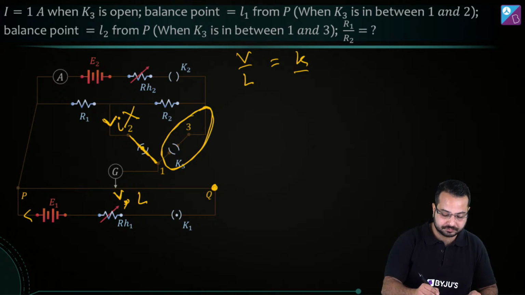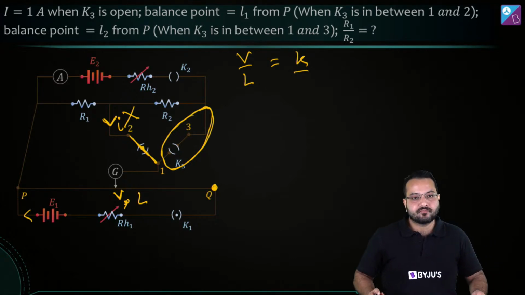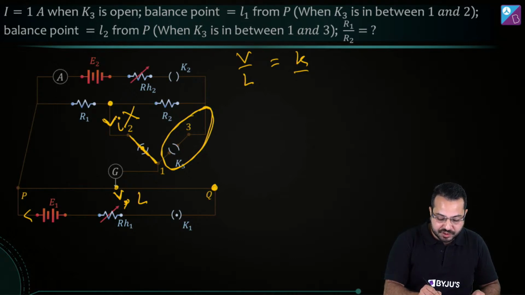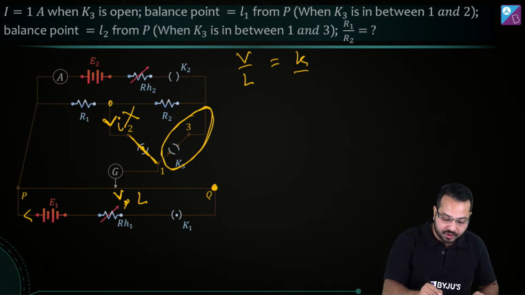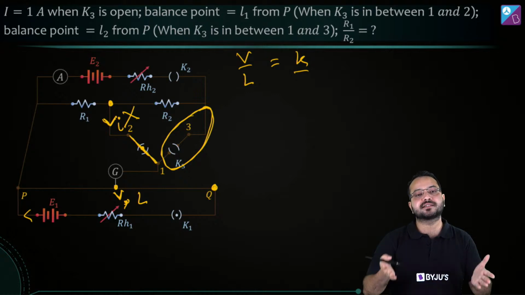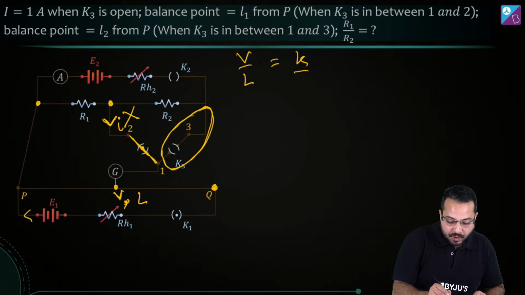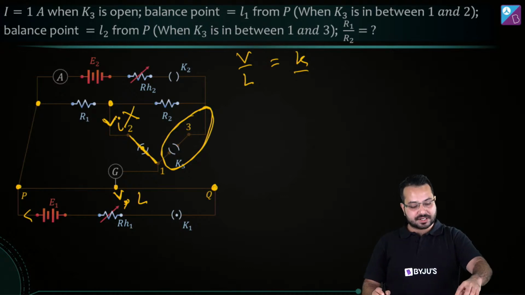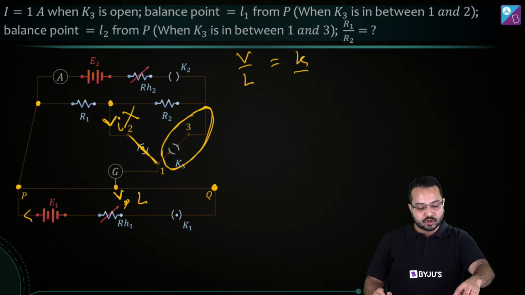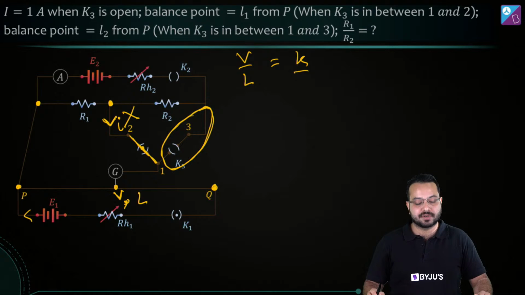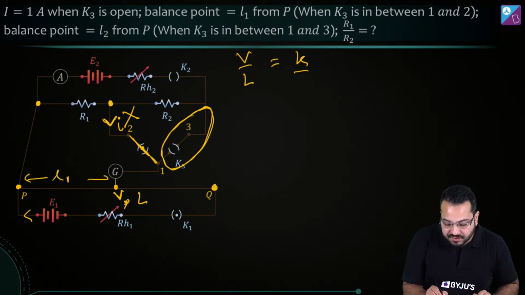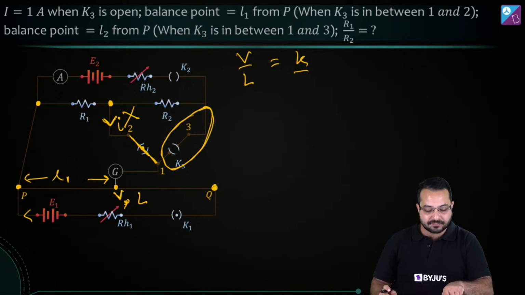Now if there is no current flowing from this point to this point, what does it basically mean? It means that there is no potential difference. So this point over here and this point over here are going to be at the same potential. Now this point and this point are already at the same potential, as they are simply connected by a wire. So whatever is the potential difference across R1 is the potential difference across this L1 length of the wire.